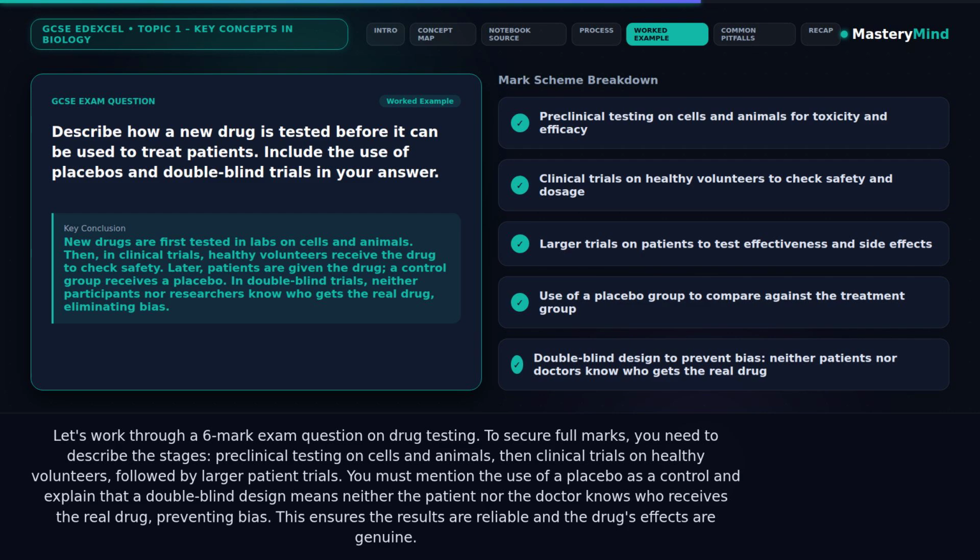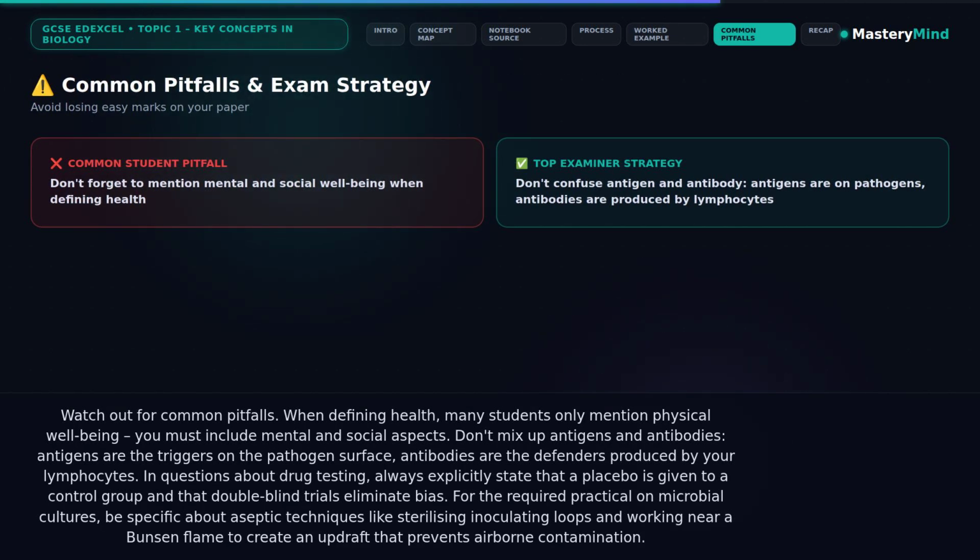Watch out for common pitfalls. When defining health, many students only mention physical well-being. You must include mental and social aspects. Don't mix up antigens and antibodies. Antigens are the triggers on the pathogen surface, antibodies are the defenders produced by your lymphocytes. In questions about drug testing, always explicitly state that a placebo is given to a control group and that double-blind trials eliminate bias. For the required practical on microbial cultures, be specific about aseptic techniques like sterilizing inoculating loops and working near a Bunsen flame to create an updraft that prevents airborne contamination.